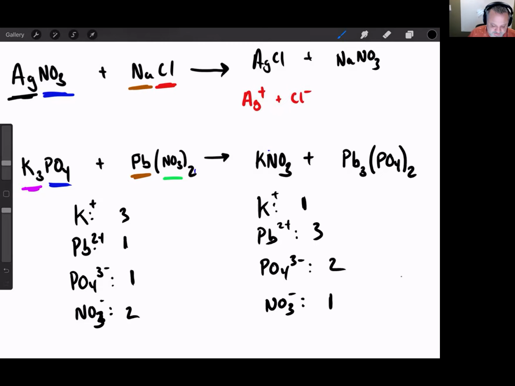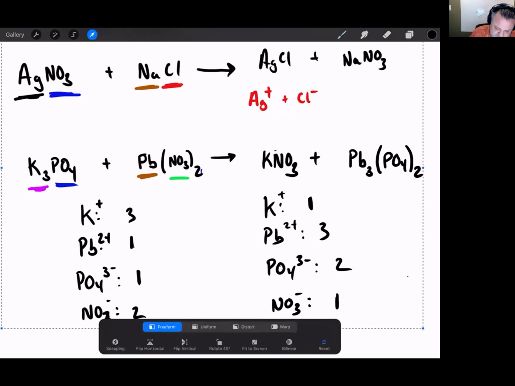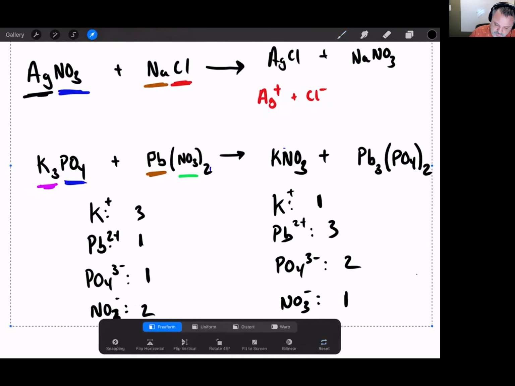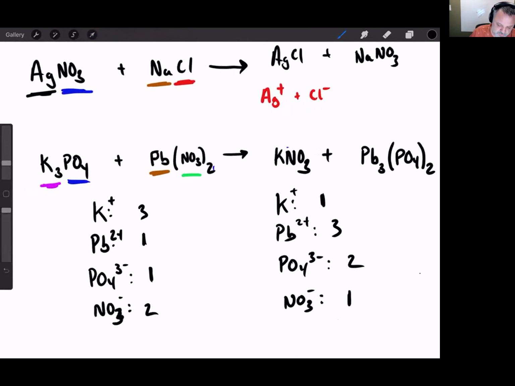Let's work on balancing things out now. Potassium, 3 on the left, 1 on the right. So I can add a stoichiometric coefficient of 3 there. That changes this to 3. But that also changed the number of nitrates that I have.